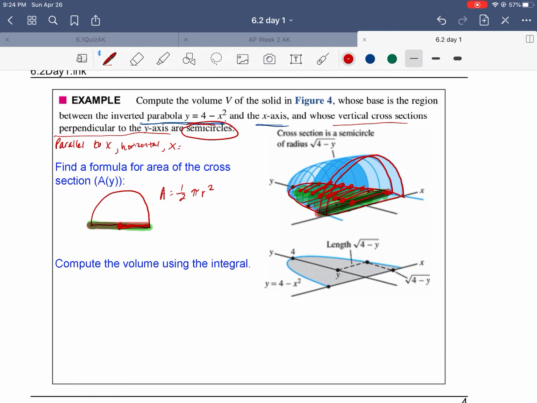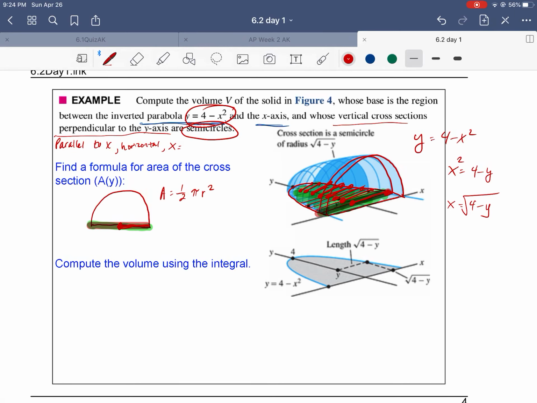So I need to take my 4 minus x squared and solve it for an x equals equation so that I know what my x value is. So I would add x squared, subtract y, and I would square root. Right?